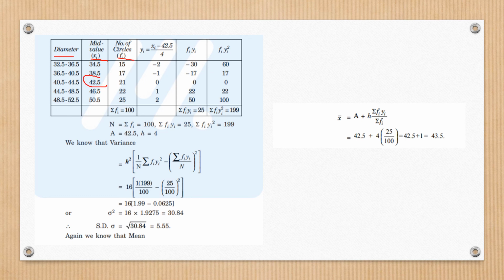I'll zoom in. yi is xi minus a upon h. This is fi yi, this is fi yi square. These are the corresponding sums that we need. Okay, the 199. And the variance is h square times 1 upon n summation fi yi square minus summation fi yi upon n whole square.